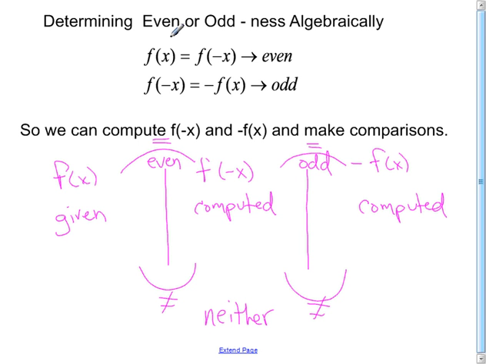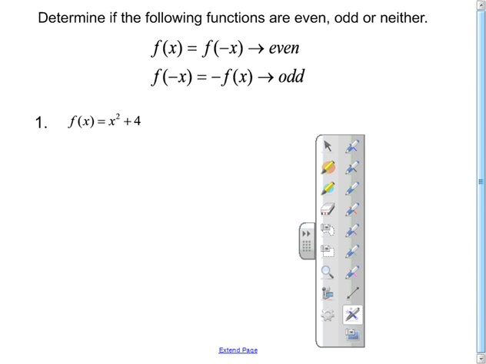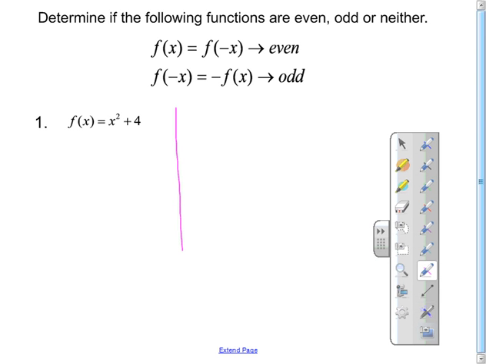Okay? So let's just get involved in doing some examples of this, and we'll see how it turns out. So determine if the following functions are even, odd, or neither. And the function is f at x equals x squared plus 4. Okay? So let me just redraw this organizer here, where we look at the given, and we look at f at negative x, and the opposite of f at x, which I might not even have to do if I find out that the first 2 columns are equal here.